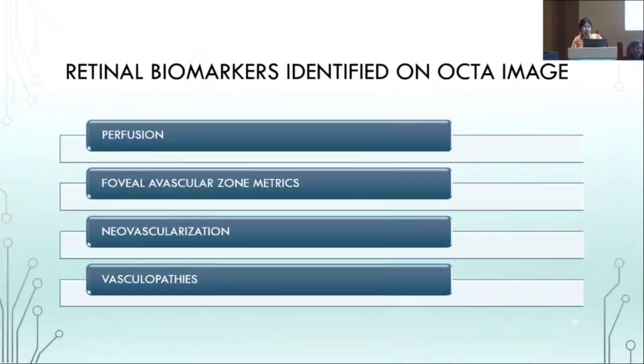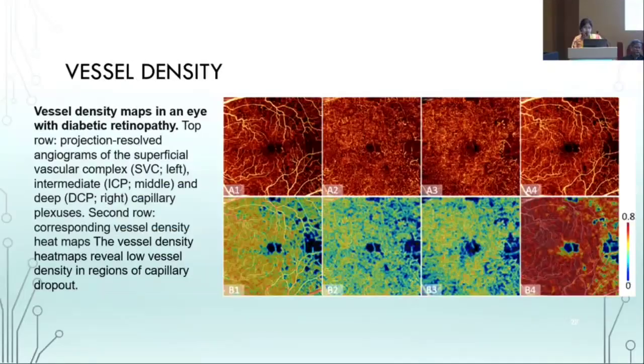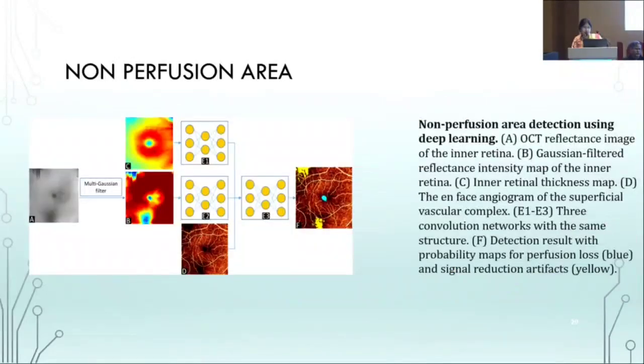The retinal biomarkers that are identified on OCTA images are perfusion, foveal avascular zone metrics, neovascularization, and vasculopathies. The perfusion includes vessel density qualitative analysis, non-perfusion areas, and choriocapillaris flow deficits. As we can see, these are the vessel density maps in the eye. The top row shows the projection-resolved angiogram of the superficial vascular complex, intermediate and deep vascular complex, and in the second row the corresponding vessel density heat maps are prepared. These vessel density heat maps reveal low vessel density in the area of capillary dropout. The non-perfusion areas are detected using deep learning.